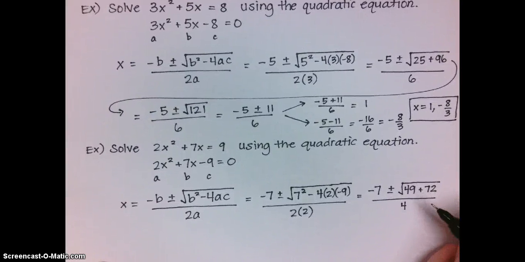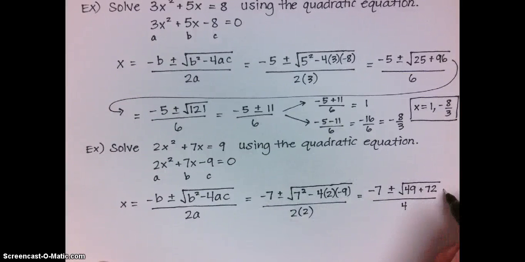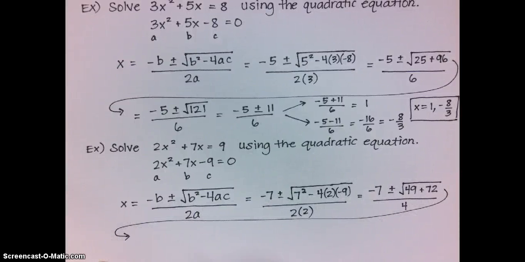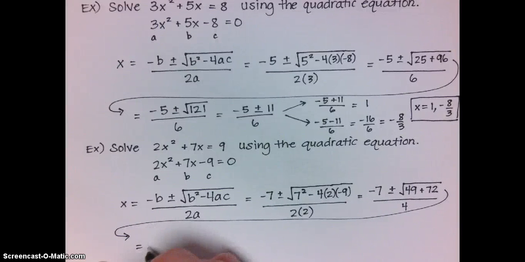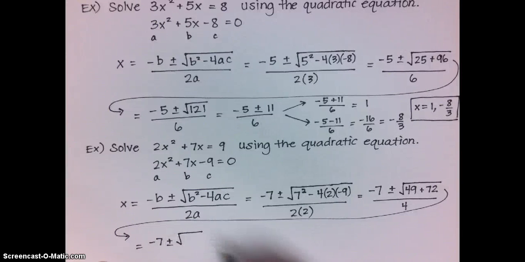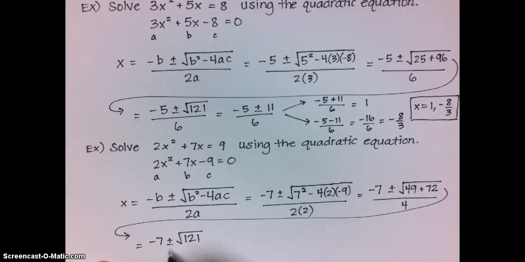Okay? So here we go. I'm going to bring this on down. You're going to need a lot of room for some of these problems. So negative 7 plus or minus the square root of 49 plus 72 is also 121. I don't know how we lucked out this time. Divided by 4. Okay.